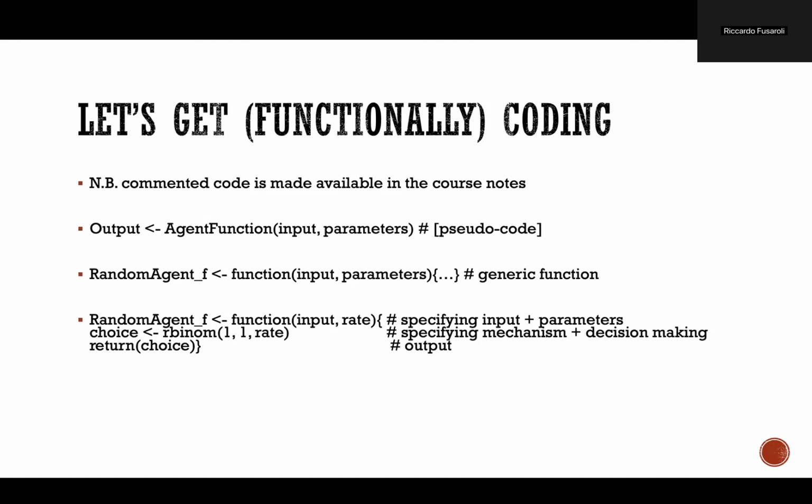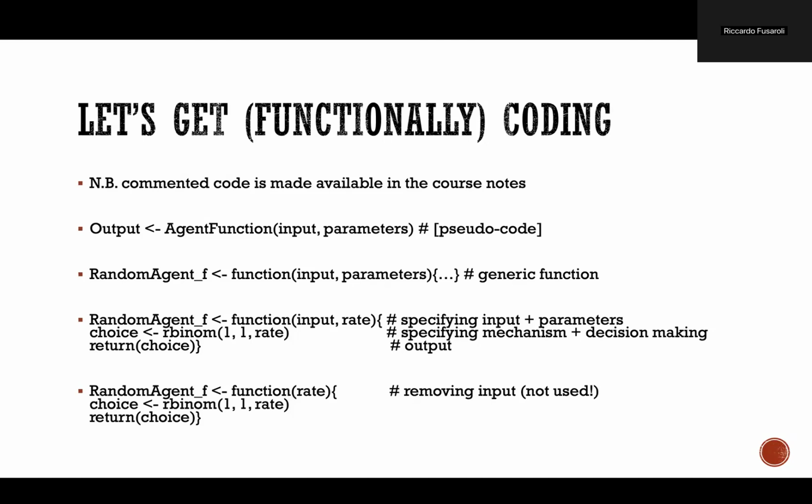Then we have an internal mechanism, which is only a decision, because this agent is not really doing anything with the input. It's completely oblivious to what the other is doing. So the decision making is a binomial sampling. It samples one time, for one trial, because we're running one at a time. And the rate at which it picks right is the rate that we fed to the agent. And then we return the choice. We produce the behavior. Is this all clear? Good.